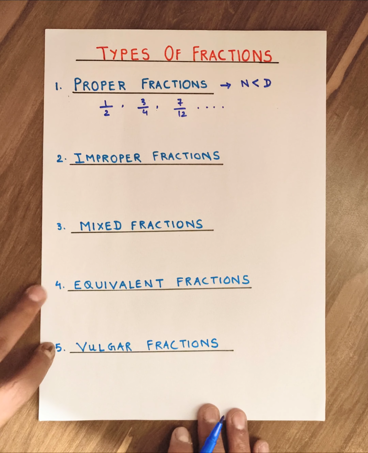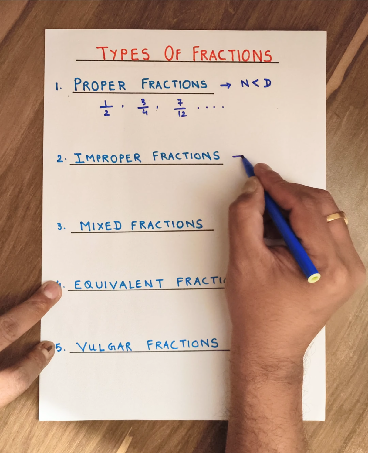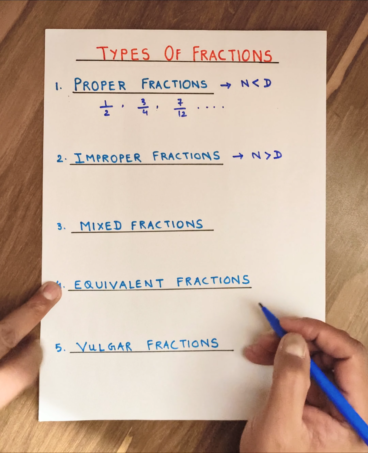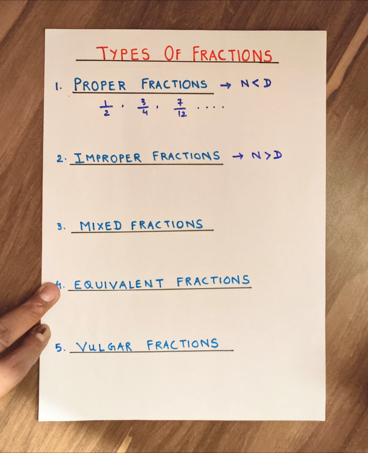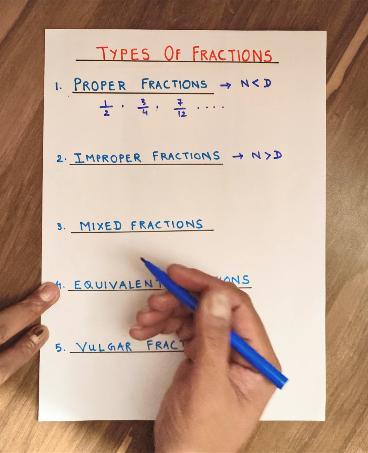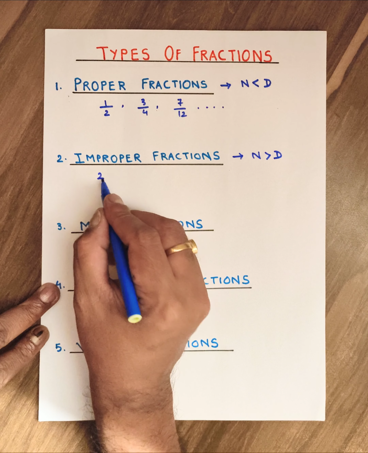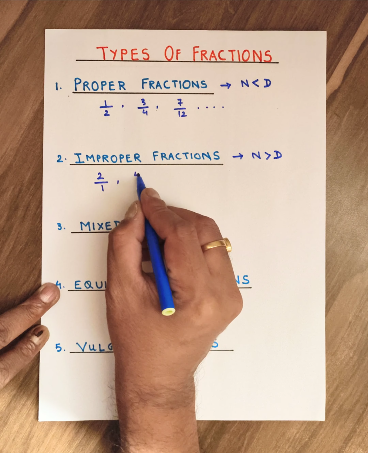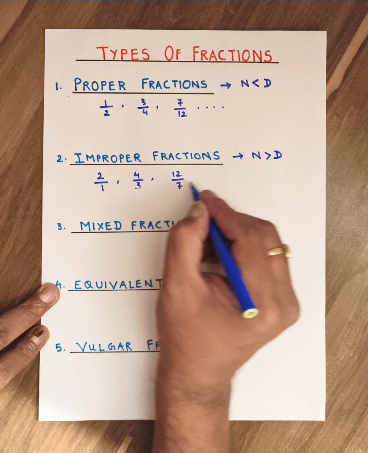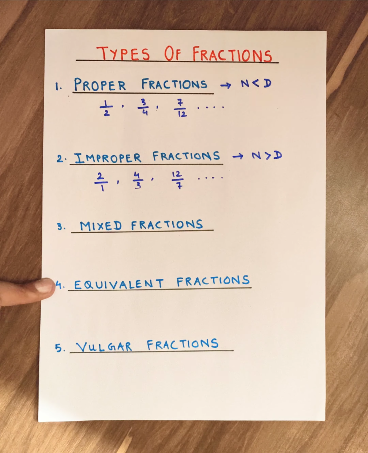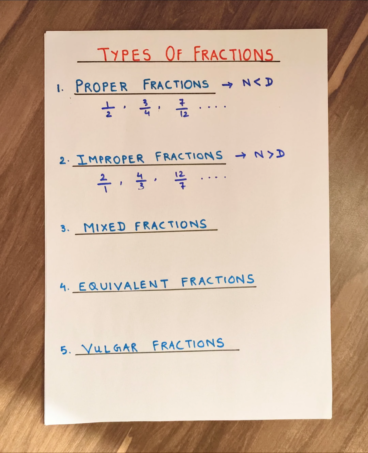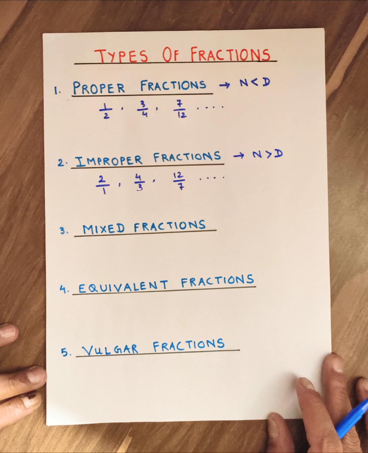Improper fraction. What are improper fractions? The numerator is greater than the denominator. Correct? Now, let us just reverse the previous examples. Like say 2 divided by 1, 4 divided by 3, 12 divided by 7 and so on. Whatever fraction you take where the numerator is greater than the denominator, they are all improper fractions.